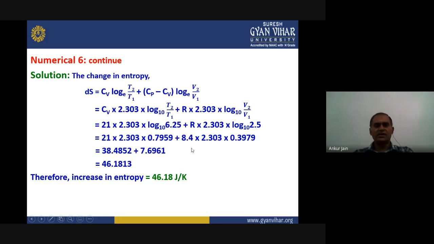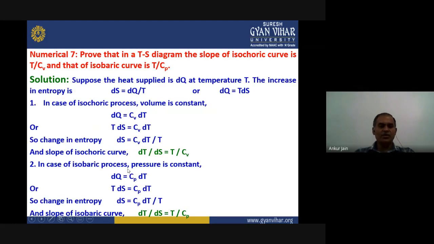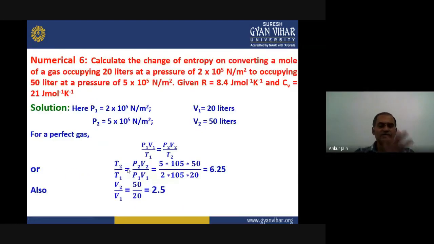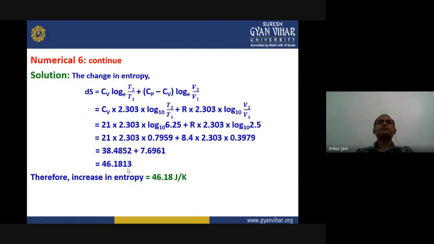Now if we calculate all this expression, we will finally get 46.1813 joule per Kelvin as the increase in entropy of this system, of this process, right?